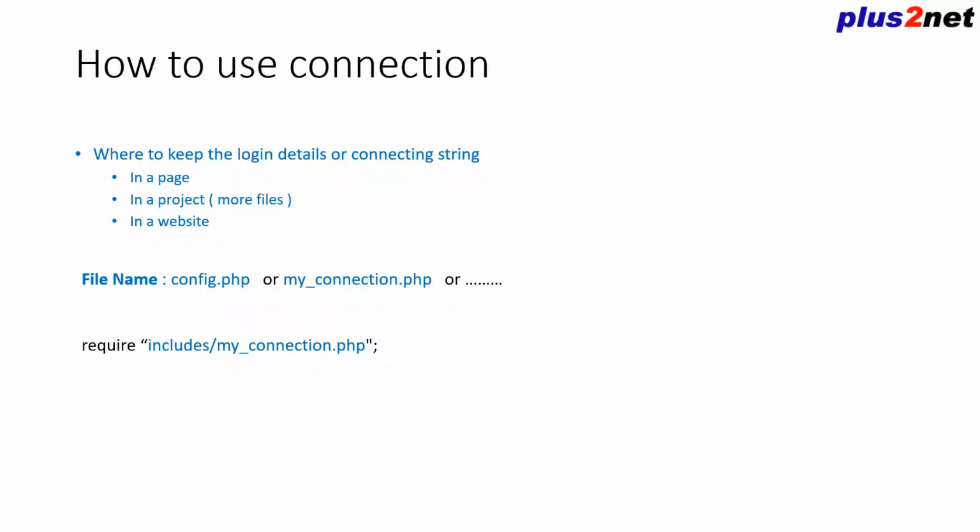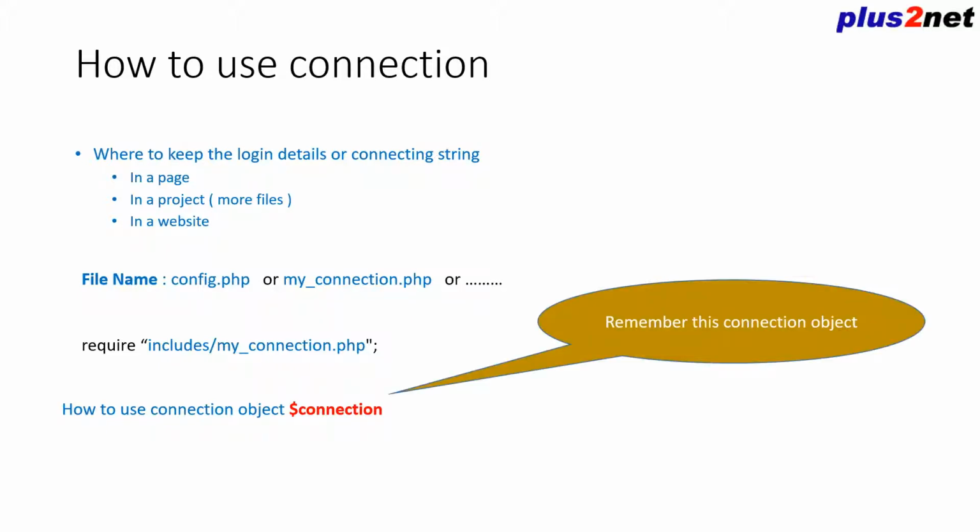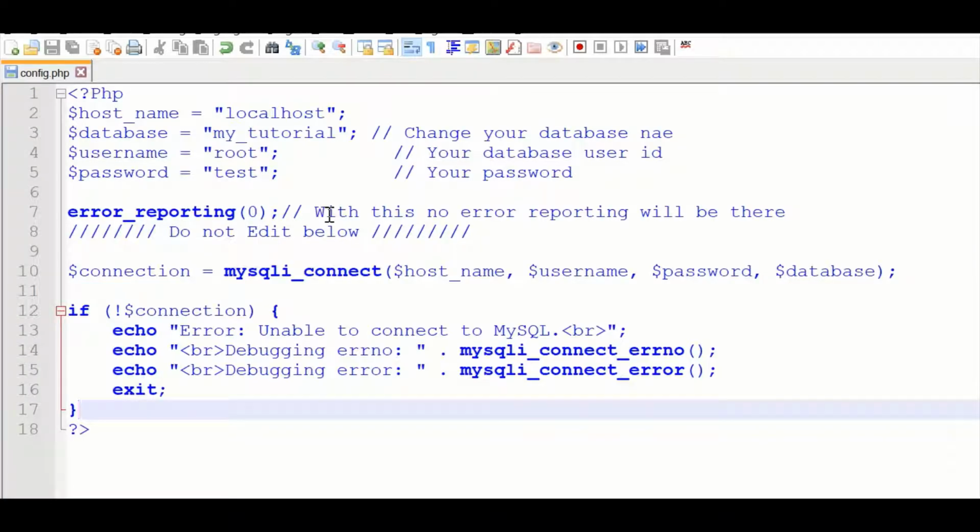You can give your own name to the connection file and or the folder. Now remember this connection object. This object we will be using in our further database management. We will check our connection string now by filling all the variables. We have already filled here all the details.